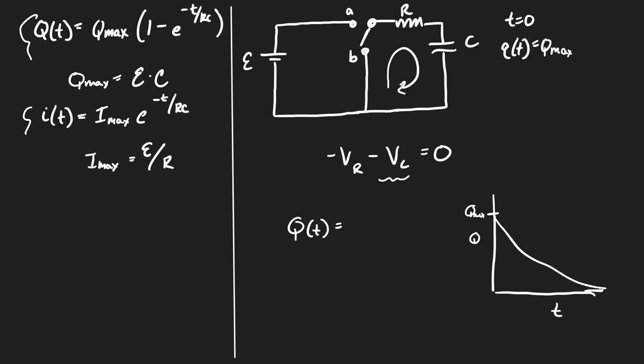If we just mimic what the current does, I think that's a pretty good approach to what we probably think the charge is going to look like. It's going to be exponential decay, and that's my expected answer. Let's see if it works out that way.